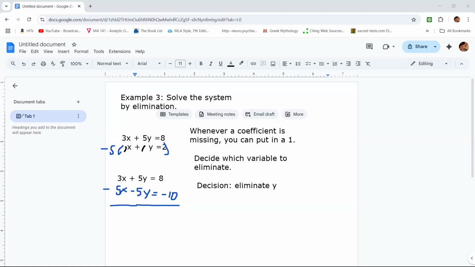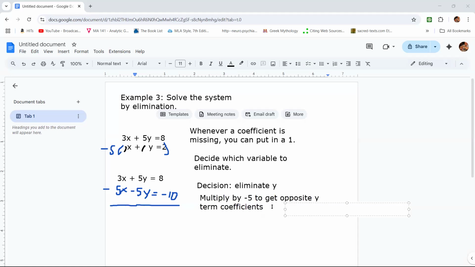So what I did was I decided not only what I was going to eliminate with, but then I had to multiply by -5 to get opposite coefficients. Opposite y term coefficients.